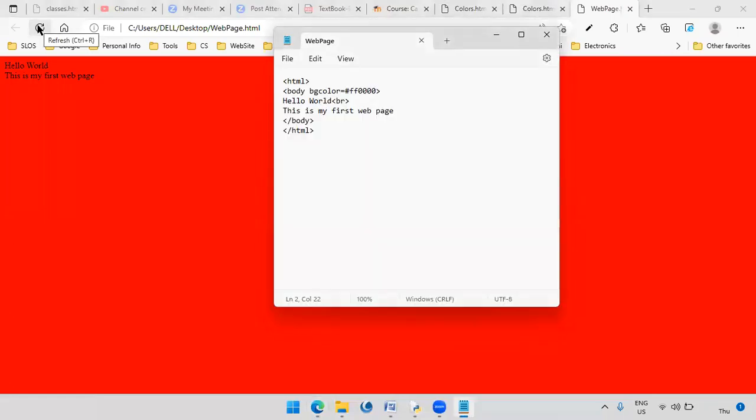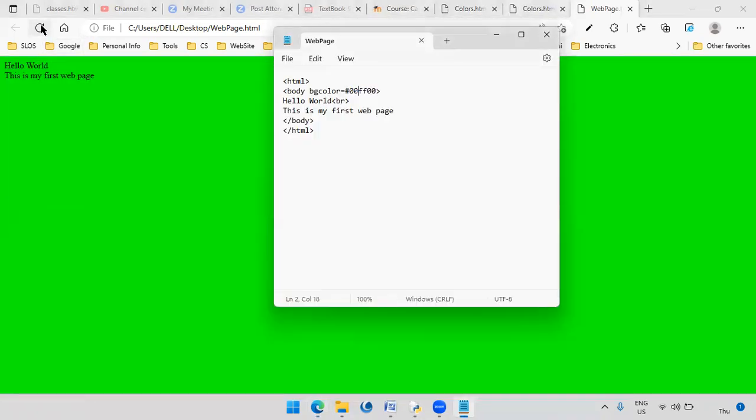Now let's give the green. So 00 for red, FF for green, 00 for blue. Save it, reload. Green. And finally, blue. FF for blue. Save, reload, blue.